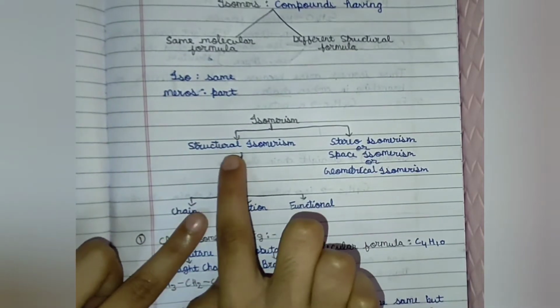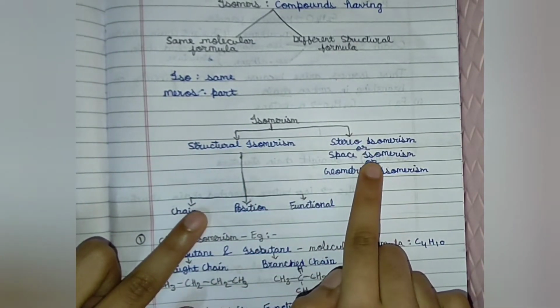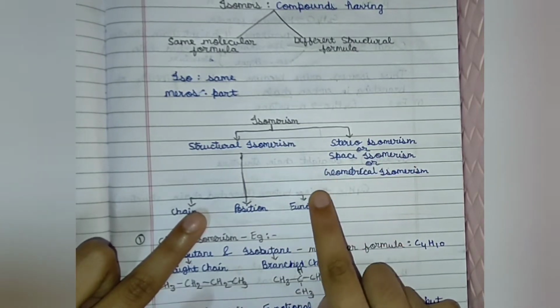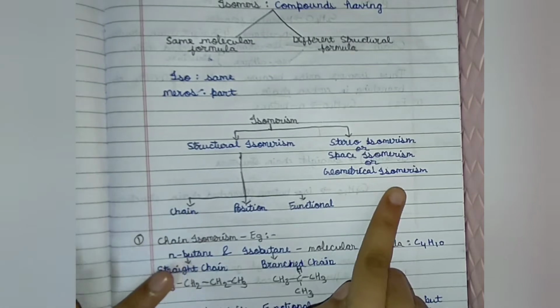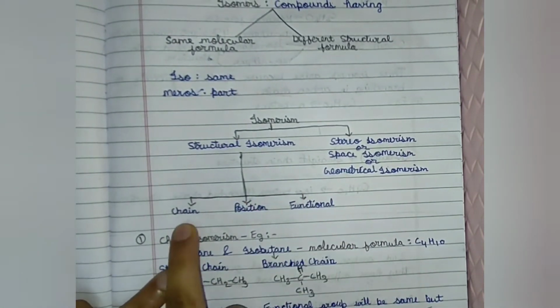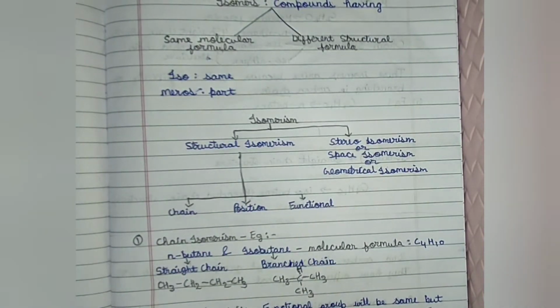Now there are two types of isomerism: structural isomerism and stereoisomerism. So stereoisomerism is also called as space isomerism or geometrical isomerism. Now in structural isomerism there are three more parts: chain, position and functional. Let us understand this in detail.